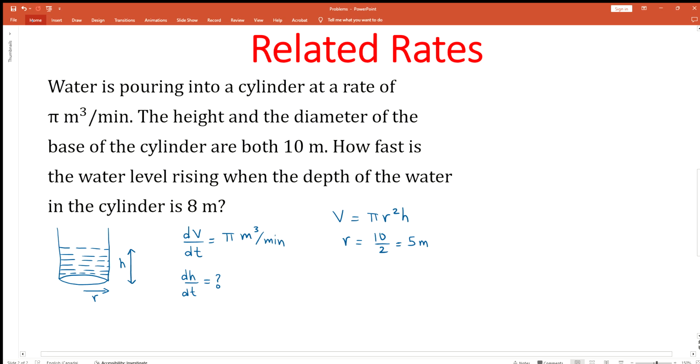But the value of h is not a constant because as more water is added, the depth of the water in the cylinder increases. This is a very important concept we need to understand and memorize. Since the value of r is a constant, we can sub in r as 5 in the volume formula. 5 square is equal to 25.